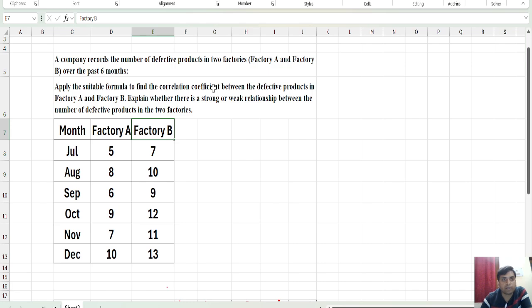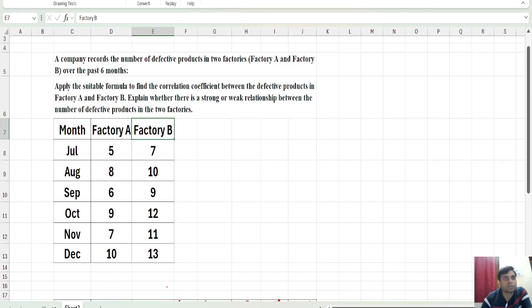So we have multiple methods to find correlation, but in this case we are finding correlation with the help of Karl Pearson coefficient of correlation. So in this case, we will apply Karl Pearson coefficient of correlation, and there are four methods to find Karl Pearson coefficient of correlation. I have already discussed the Karl Pearson coefficient of correlation methods. I will share the link in the description.